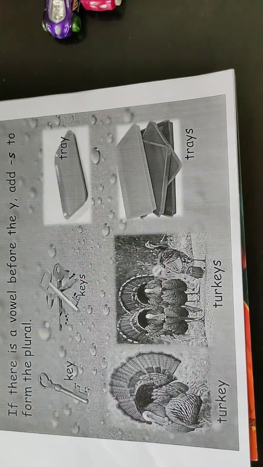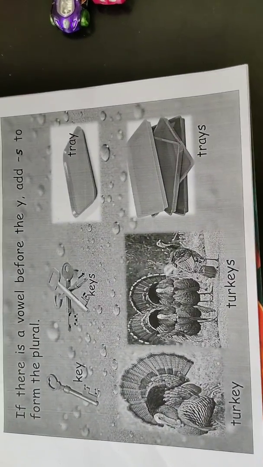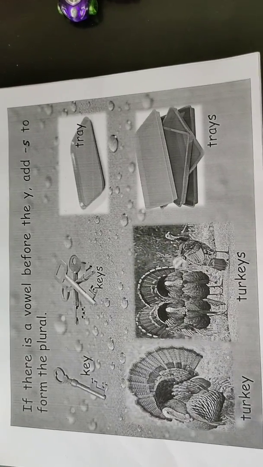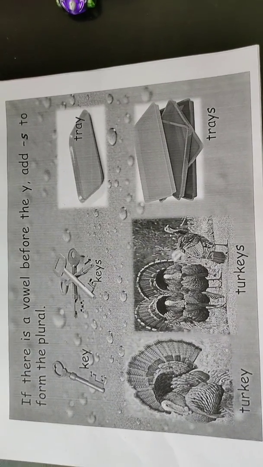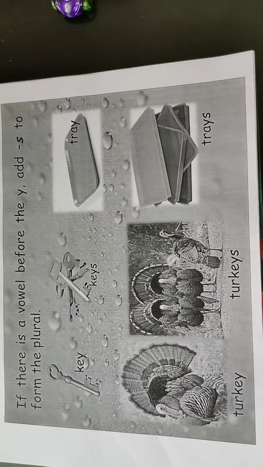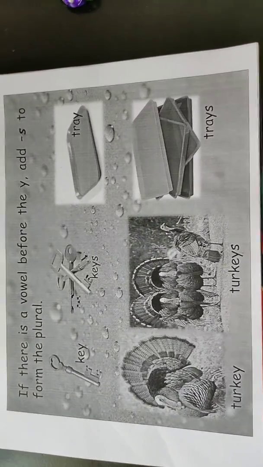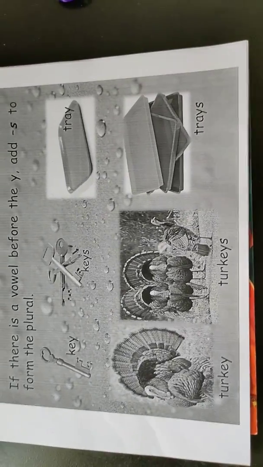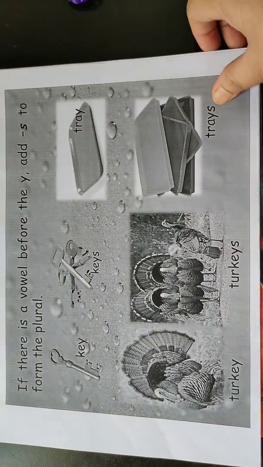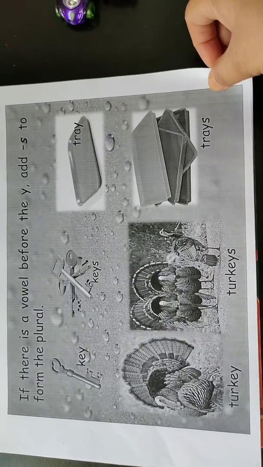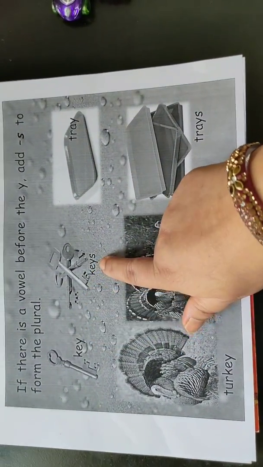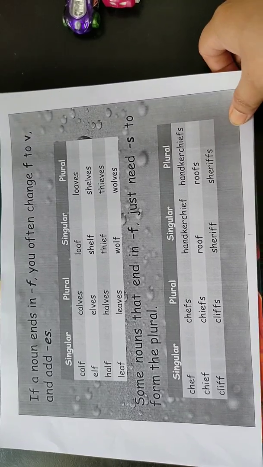But there is another sub rule to this rule. Some words end with Y, but before Y, meaning the preceding letter to Y, is sometimes a vowel. When we have a vowel preceding Y, we don't change Y into IES, we just simply add S, like key, keys, tray, trays.